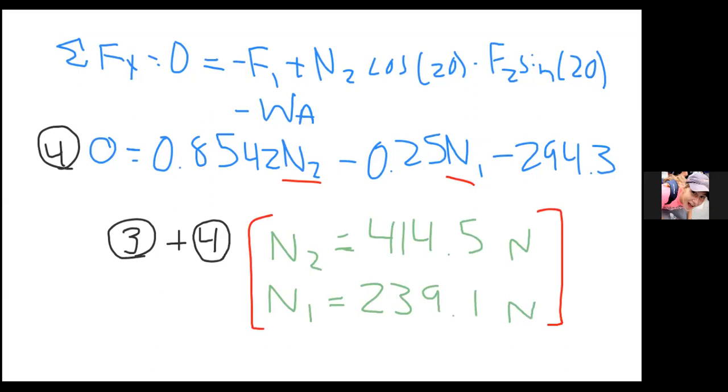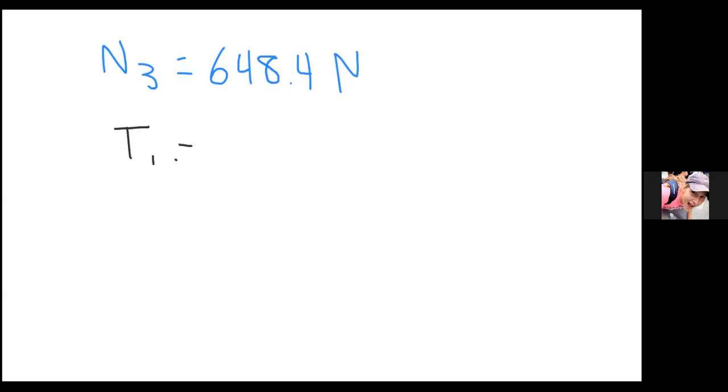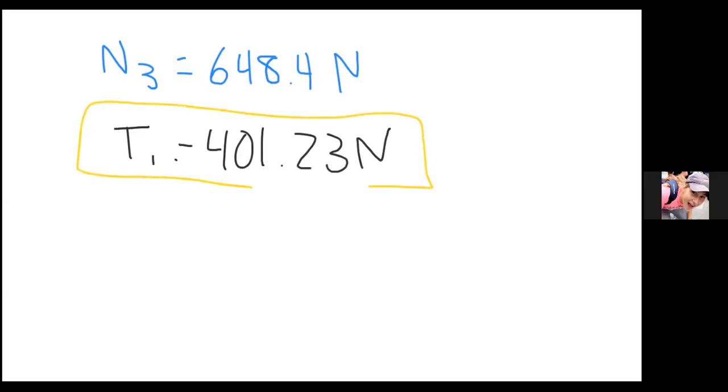And we can then use these and go back to equations 1 and 2 that we had initially that we weren't able to solve. So if we use equation 2 and the N2 value we just got, we're able to solve for N3. So we can say that N3 is equal to 648.4 newtons. And then if we use equation 1, which had N2 and N3 as unknowns, we can plug in and we can get the fact that T1 is equal to 401.23 newtons.